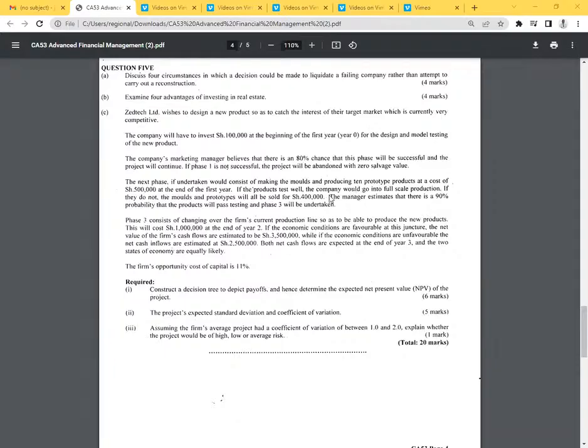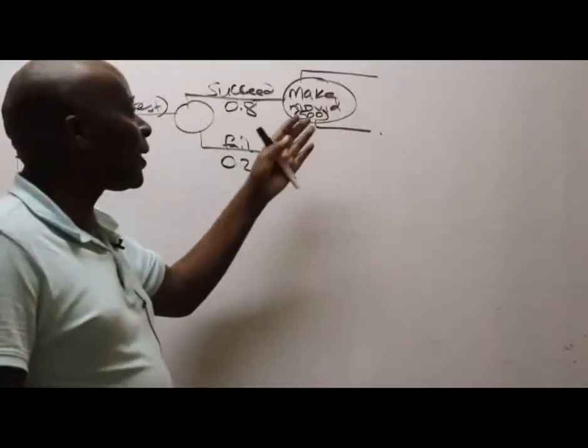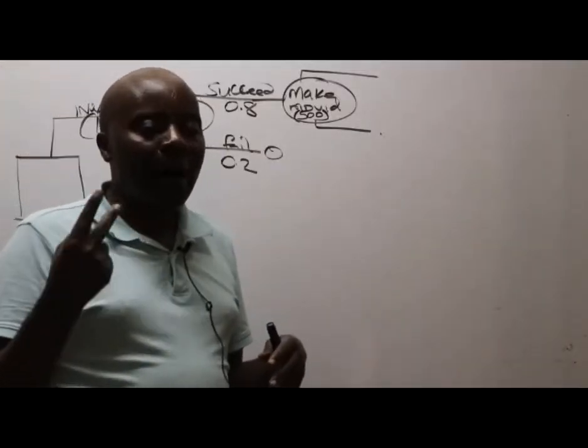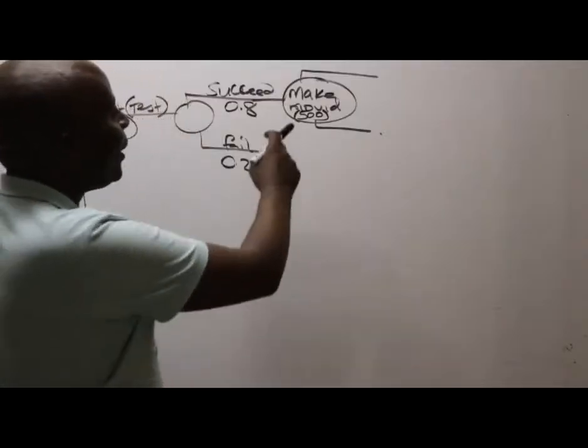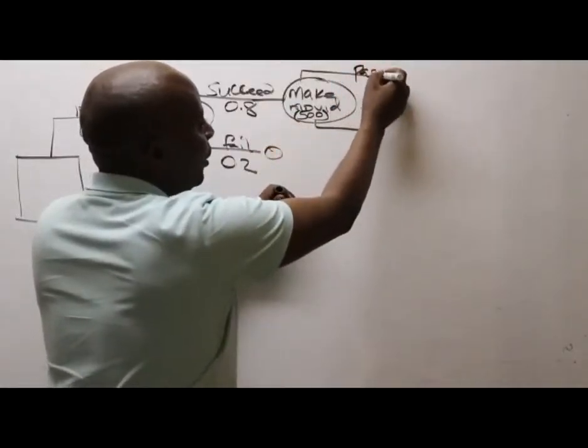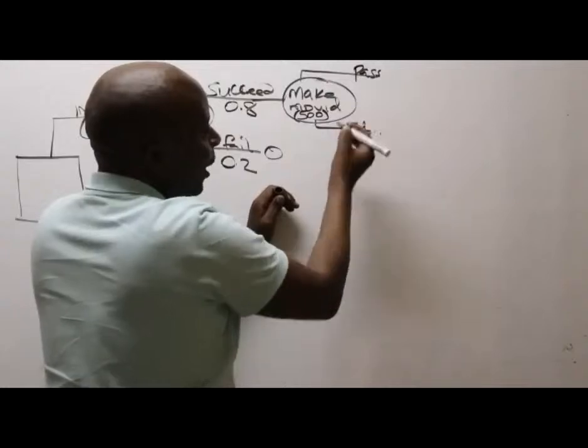If the product tests well, the company would go into full scale production. If they do not, the molds and prototypes will all be sold for 400,000. The manager estimates that there is a 90% probability that the product will pass testing, and phase 3 will be undertaken. Ladies and gentlemen, there are two possibilities, and the two possibilities are probabilistic. That is why we are capturing them out of a circle. So the molds could either pass this phase, or they don't pass.